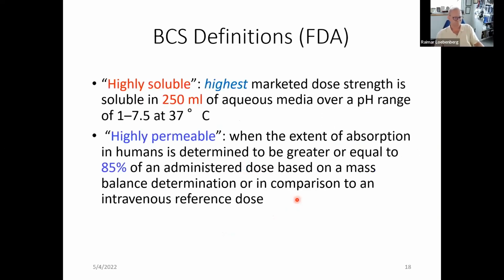For that, what is high solubility? What is high permeability? At the moment, high solubility is when a drug substance can dissolve in 250 milliliters of an aqueous buffer solution between pH 1 and 7.5. This number changes from guideline to guideline a little bit, but generally that's the definition. And highly permeable is when the extent of absorption nowadays is 85% or higher of a drug. Then it is assumed to be highly permeable.